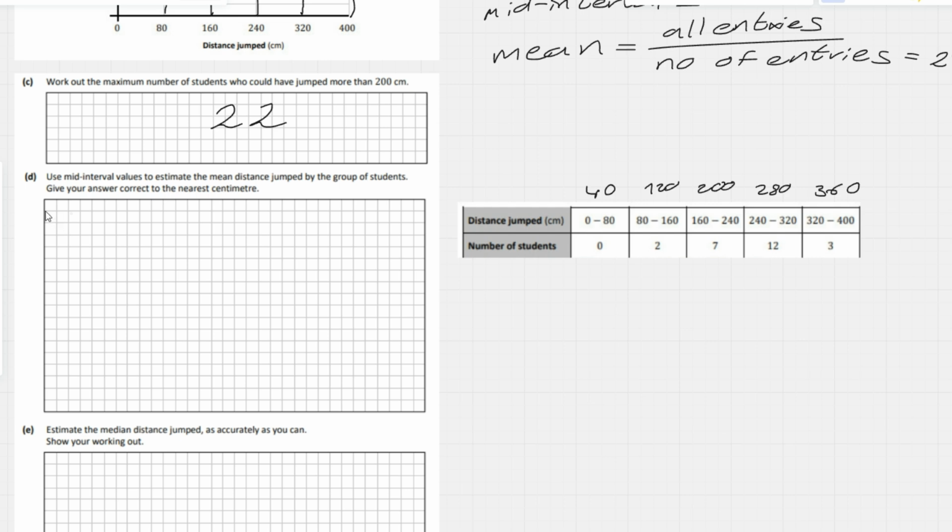So instead of doing 120 plus 120 plus 200 plus 200 plus 200, that will take a while. What we do to make it a little bit easier is we multiply. So I'm going to say 2 students jumped 120 plus 7 students that jumped 200 plus 12 students that jumped 280 plus 3 students that jumped 360. So those are all of our students. You can see that we have 2, 7, 12, 3, 24 students. All of that will be over 24. So over the total amount of students. So now let's calculate that.